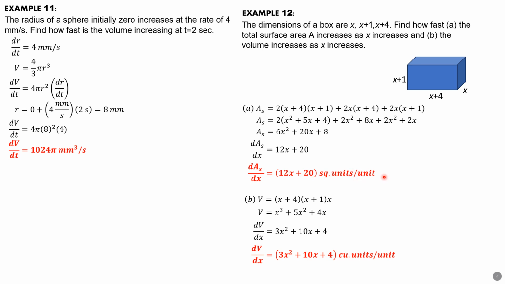Then for volume, volume is length times width times height. You just multiply all these dimensions. X plus 4, x plus 1 times x. Since x plus 4 times x plus 1 is this expansion here, x squared plus 5x plus 4, we just multiply it by x. So volume becomes x cubed plus 5x squared plus 4x. Differentiating, dV/dx is 3x squared plus 10x plus 4. So the answer, the derivative of volume with respect to x, or the rate of change of volume with respect to x, is quantity 3x squared plus 10x plus 4 cubic units per unit. So that's it for this video.